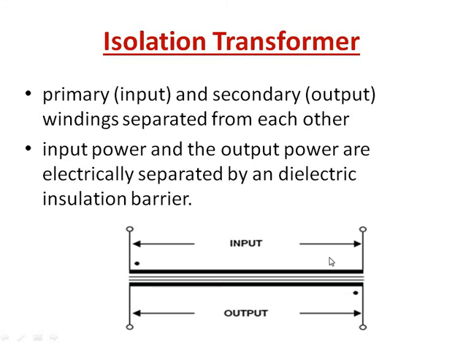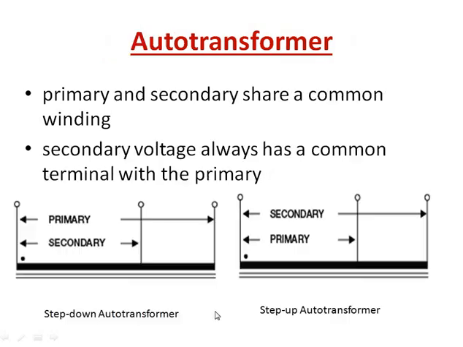Then the isolation transformer, the primary is called the input and the secondary is called the output. Here we are having separate windings for each. The input power and the output power are electrically separated by the dielectric insulation barrier. So this is called the dielectric insulation barrier. This is the input side, this is the output side. This is called the isolation transformer.